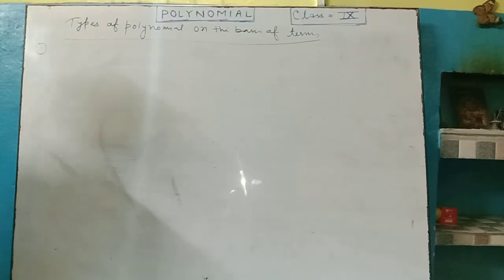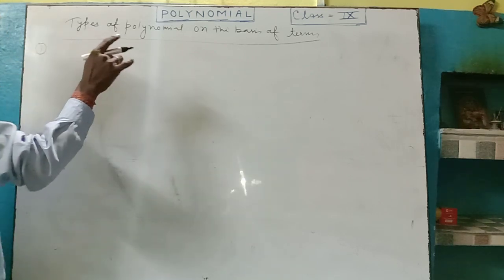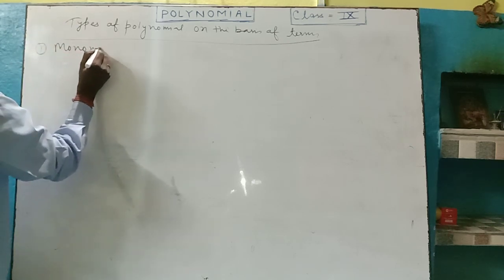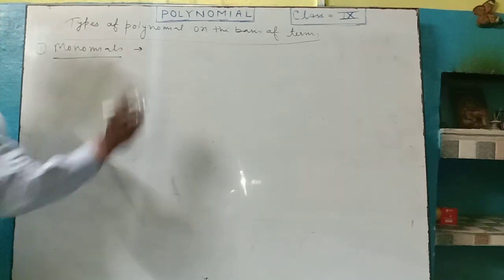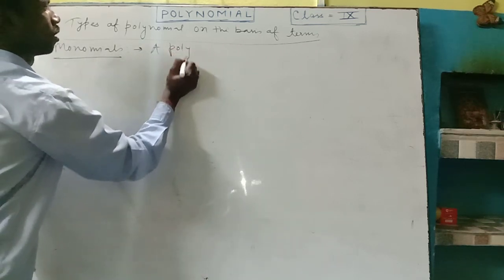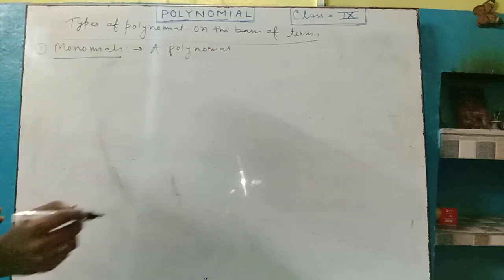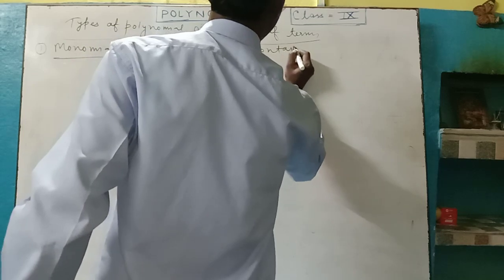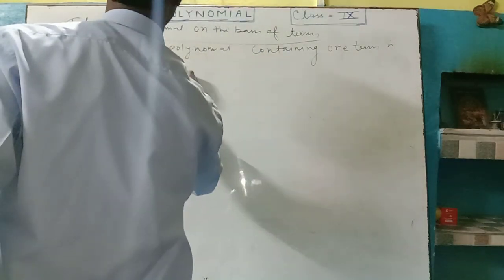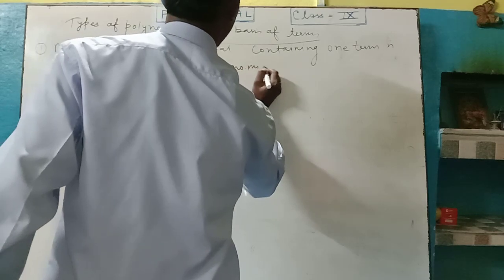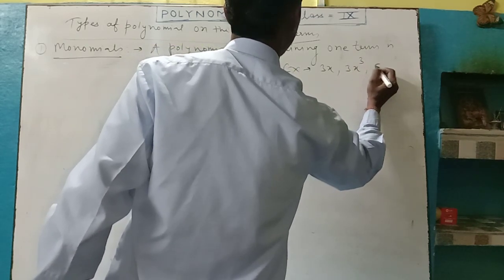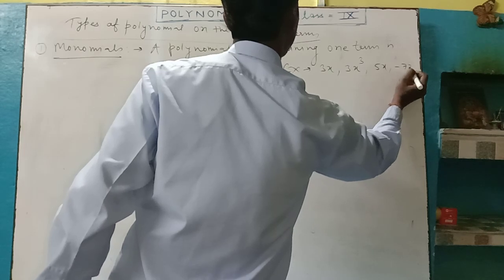Now we will discuss the types of polynomials on the basis of terms. On the basis of terms, first is monomial. What is the definition of monomial? We can say that a polynomial containing one term is called a monomial. As an example, 3x, 3x³, 5x, −7x, etc.